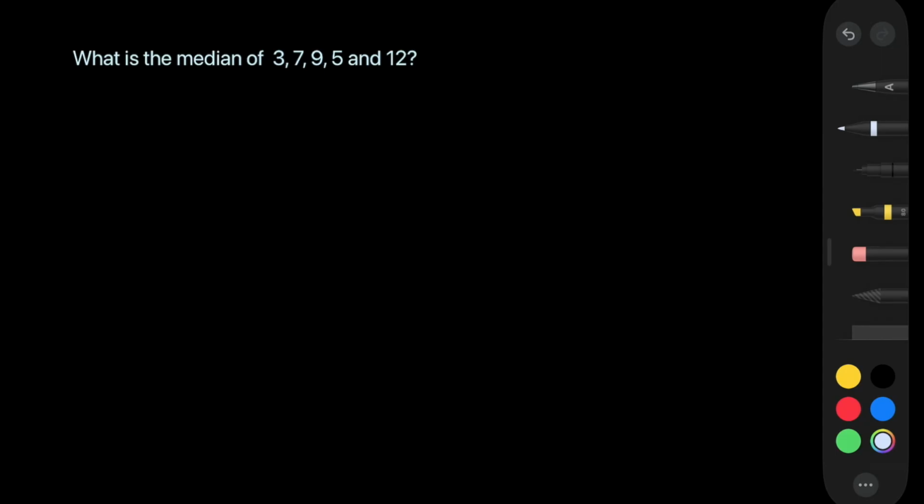So in this case, we first need to arrange the set of numbers in ascending or descending order. So I'll go with ascending. So we have 3, 5, 7, 9, and 12. Now there are 1, 2, 3, 4, and 5. So there are 5 numbers in this set.